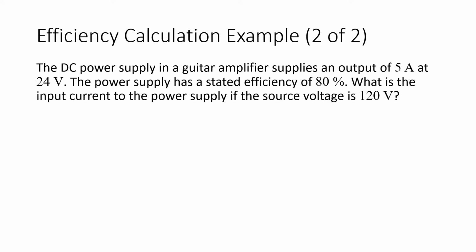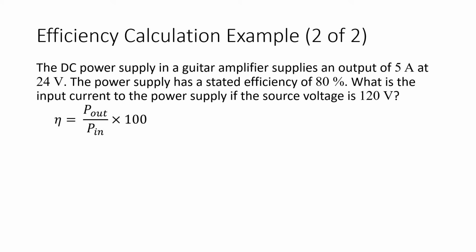Now another example is that we have a power supply, a DC power supply in a guitar amplifier that's designed to supply an output of 5 amps at 24 volts. The efficiency of the power supply is stated at 80%. What is the input current to the power supply if the source voltage is 120 volts?